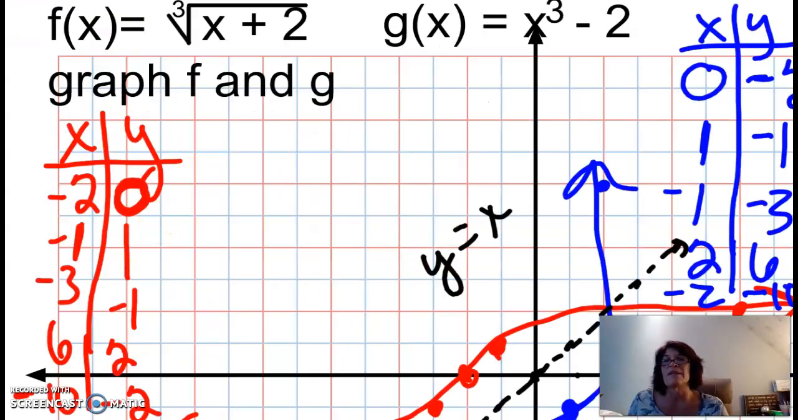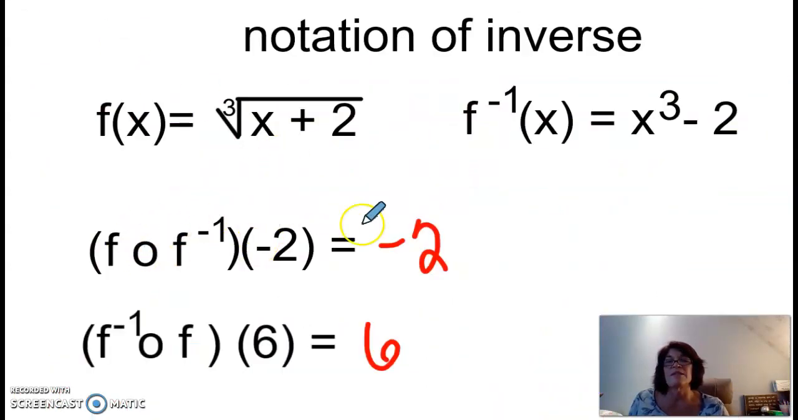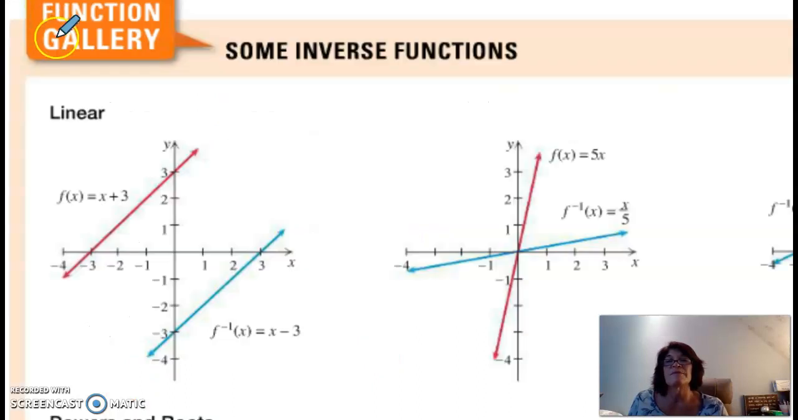We saw that back here, okay? When it was called g, g of f of 6 was just 6. G of f of negative 2 was just negative 2. Okay? So now that we realize they're inverses, we just know that's what's going to happen. Okay? Because they're inverse functions.